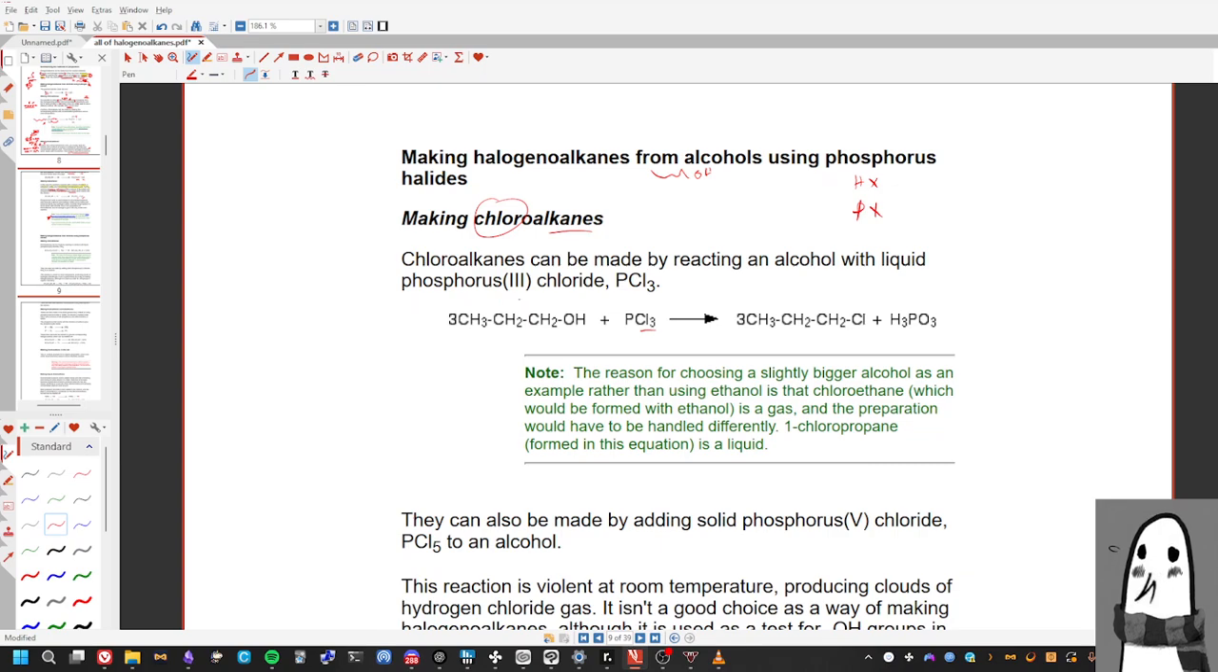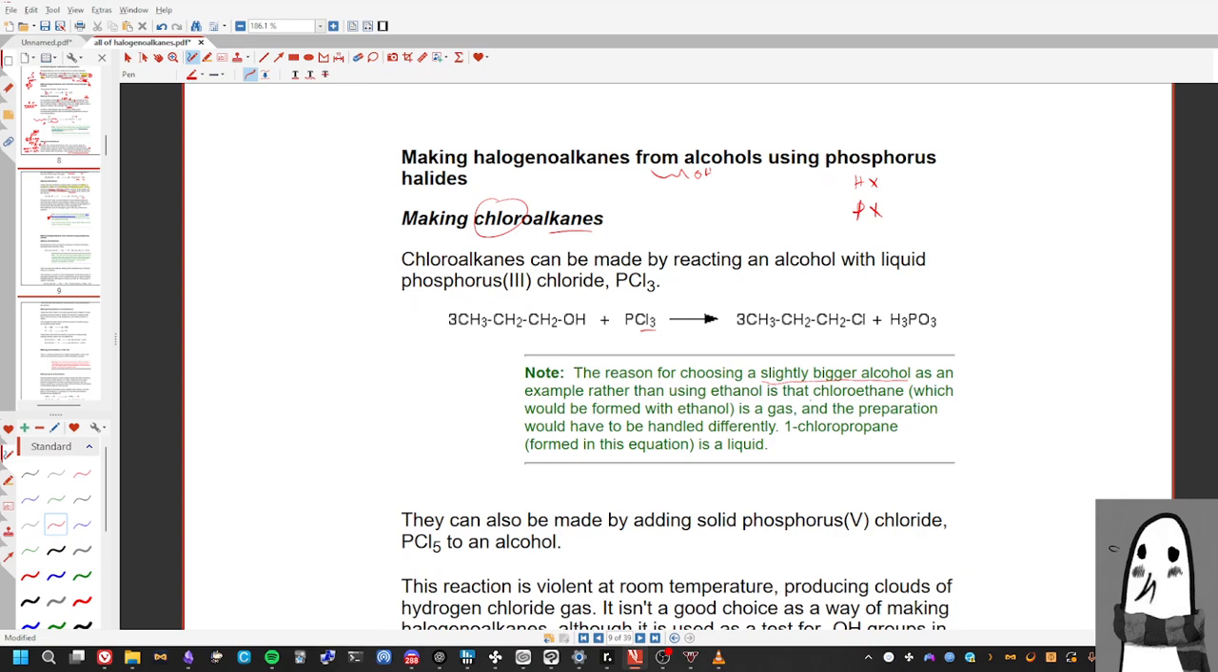So see, first of all, why are we making up this problem in the first place? Because when you have a slightly bigger alcohol, it's going to be harder to react. The reason why we're using a slightly bigger one is because rather than using ethanol, which is the smallest one, chloroethane, which would have been formed with ethanol, is a gas, and the preparation would have to be handled differently. Chloro-1-propane is liquid.